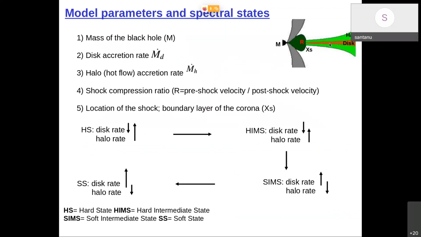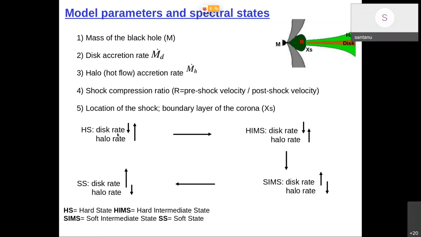I put this figure here in short so that you can remember it every time. For the disk we need the disk accretion rate, we also need the mass of the black hole, and we need the halo component, which is basically the halo accretion rate mh dot. For the optical depth of the corona we need R, basically the change in velocity, and also the size of the corona, which is basically xs. So we have 5 parameters if we do not know the mass of the black hole.